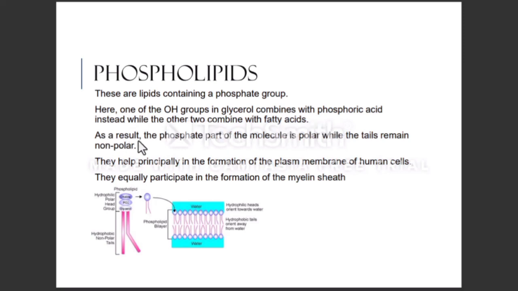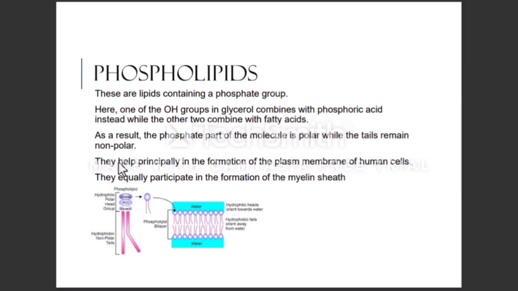Okay, so as a result, the phosphate part of the molecule is polar, right? Polar meaning that it has a charge and it can dissolve in water, while the tail remains non-polar. So the polar part has a charge, and as such it can easily dissolve in water. Polar meaning it will be hydrophilic, the non-polar meaning it will be hydrophobic. So the polar part, we will call it the head of the phospholipid, and the non-polar part, we call it the tail of the phospholipid.